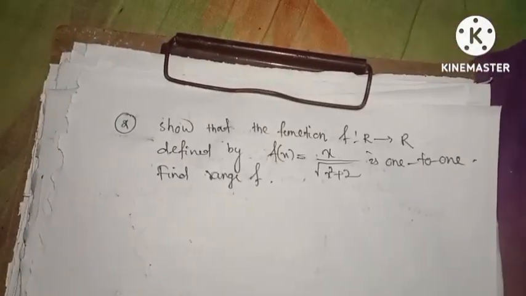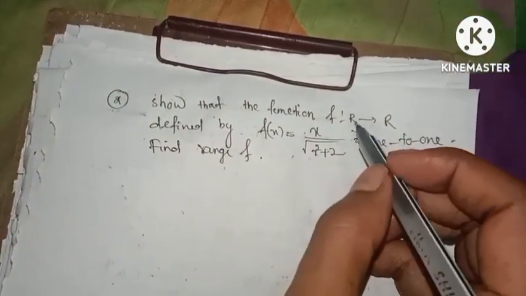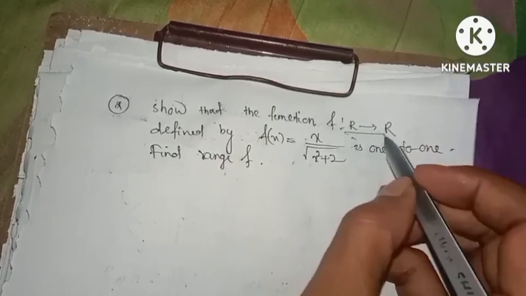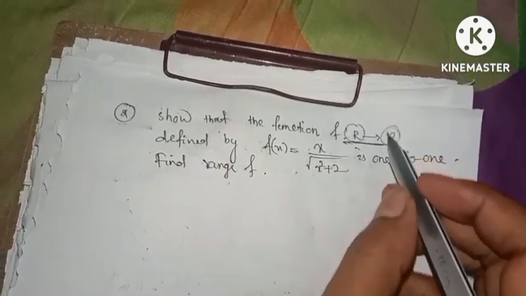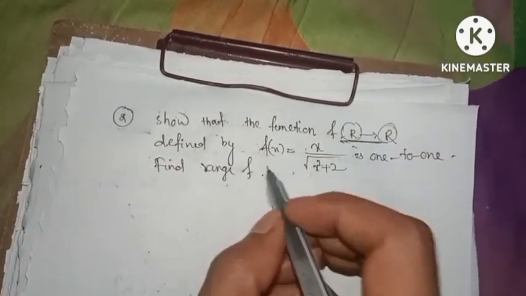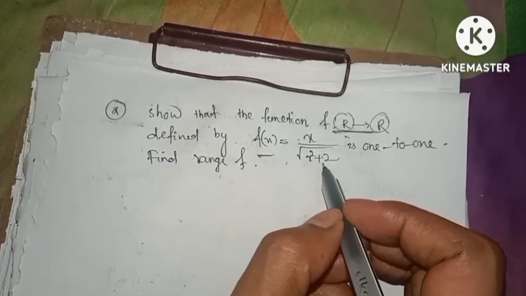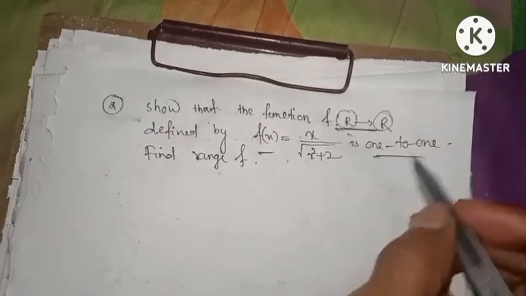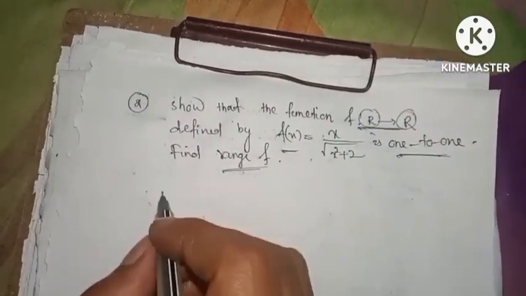Another question on functions. The question is: f from real numbers to real numbers, where the domain and codomain are both the real numbers, is defined by f(x) = x / √(x² + 2). Show that it is one-to-one, and find the range.